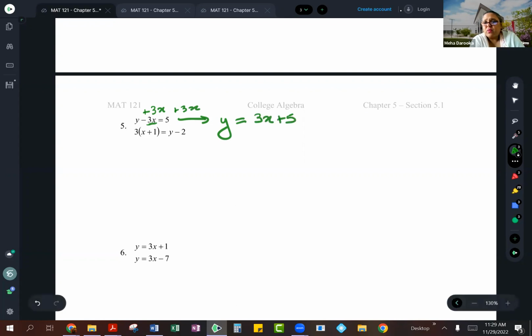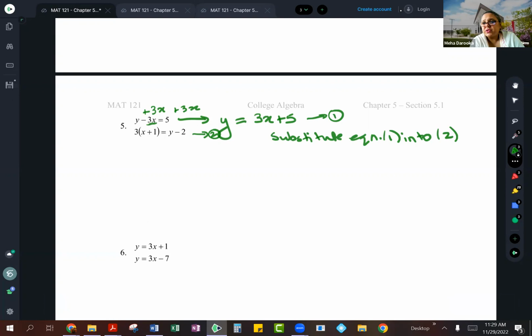And you end up getting y equals 3x plus 5. So we can call this equation 1. This guy here will be equation 2. And what we are going to do is substitute equation 1 inside of equation 2. So we're going to take equation 1 and put it into equation 2.